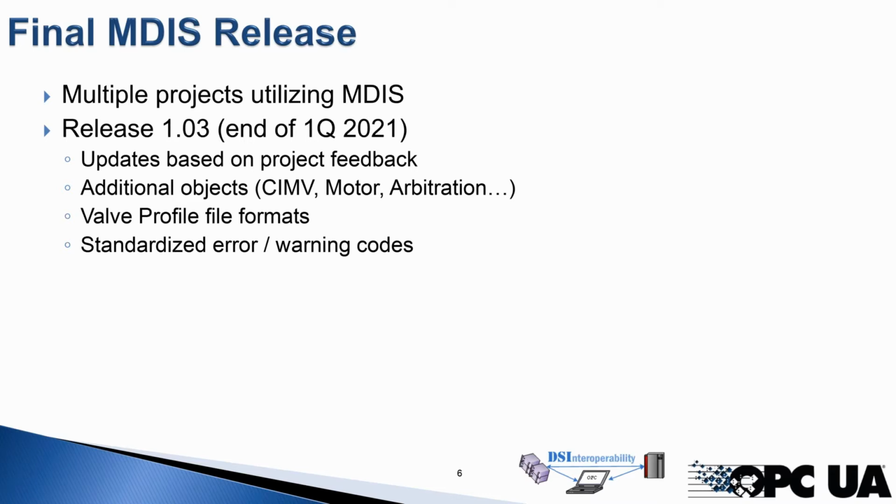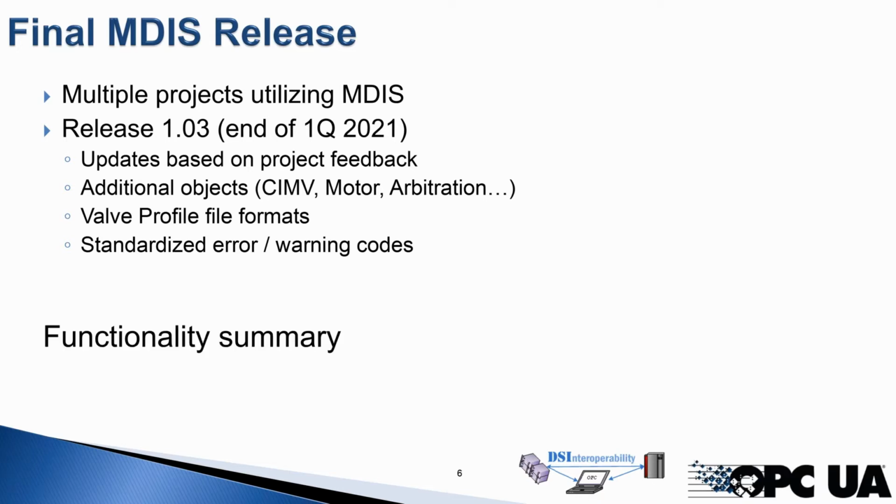But we have a 1.03 release that's due out later this quarter. It's basically updates based on project feedback. So some of the feedback that you'll hear about, we're using this update to enhance things. We've also added some more object types. We've also defined the valve profile signature stuff, and that we actually have file formats now to exchange that data. We've also standardized more of the errors and warning codes that you can get back.